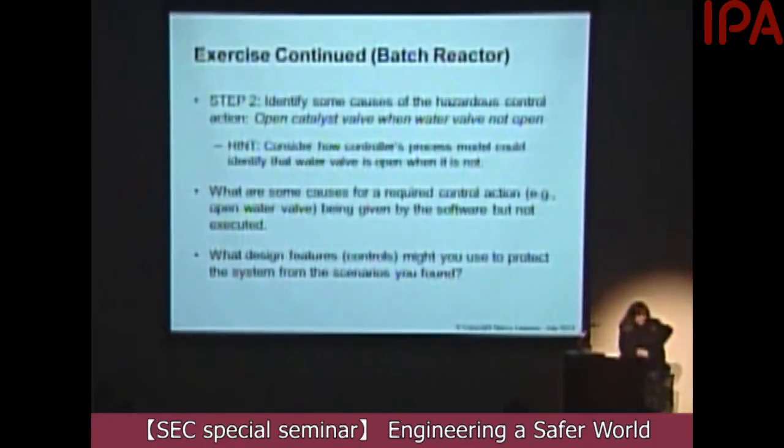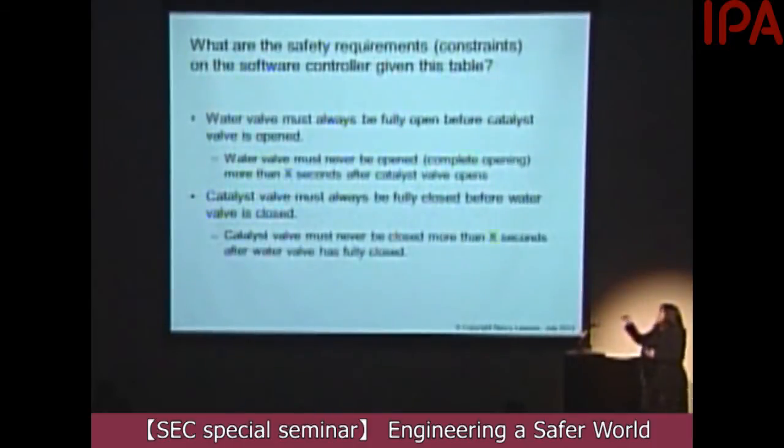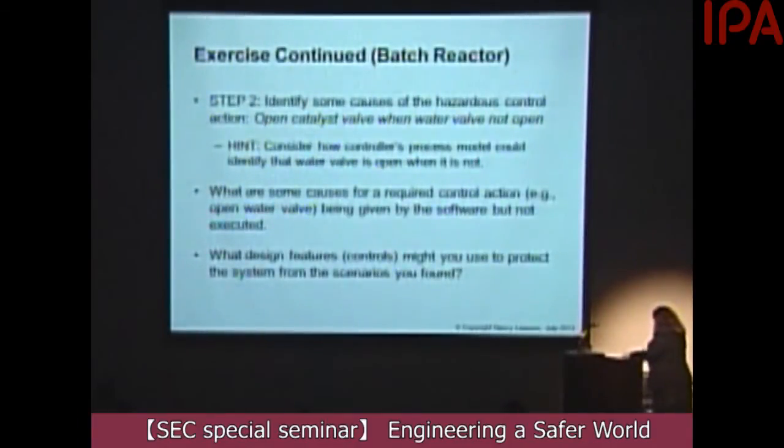That's step one of the process. We still have more to do. In step two, we need to identify the causes of these things happening. Here are our requirements. Why might those requirements not be satisfied? What could happen? And then we'll use that information to design to prevent these things. So step two, we want to identify some causes of the hazardous control action: opening the catalyst valve when the water valve hasn't opened.